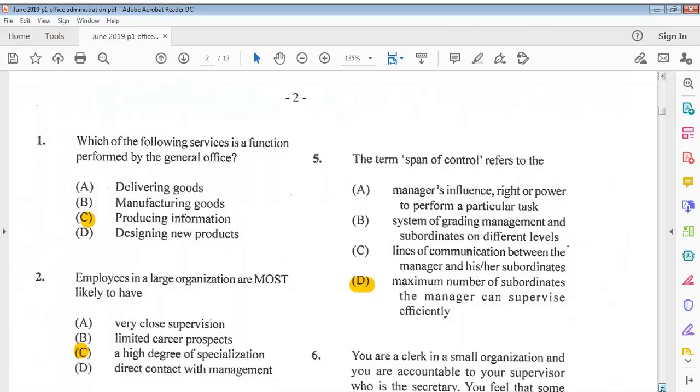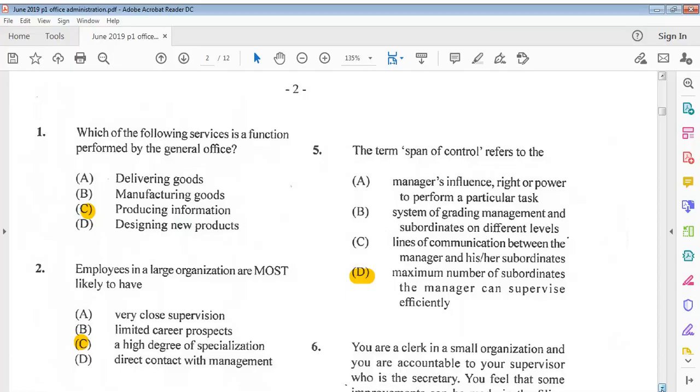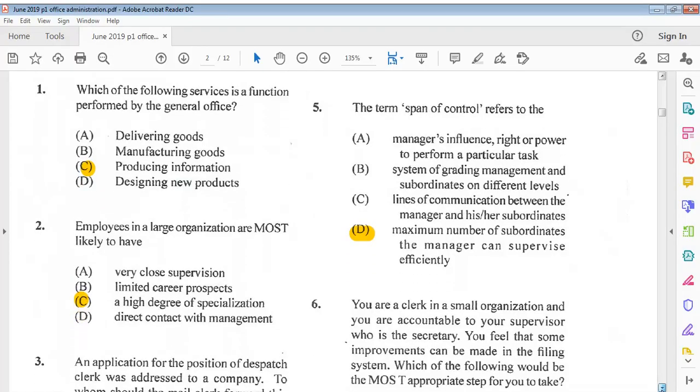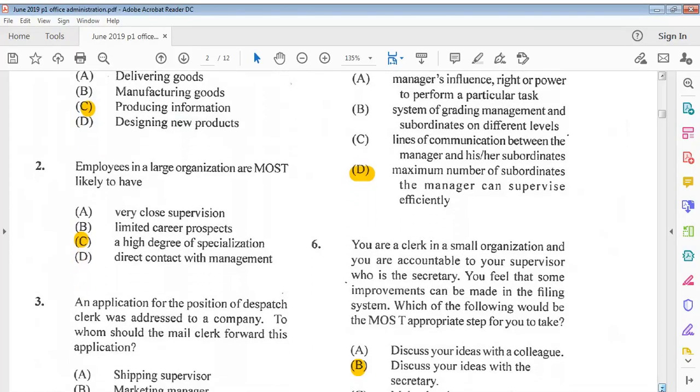Employees in a large organization are most likely to have A. Very close supervision. B. Limited career prospects. C. A high degree of specialization. Or D. Direct contact with management. So our answer is C, a high degree of specialization. Let's move on to question number 3.